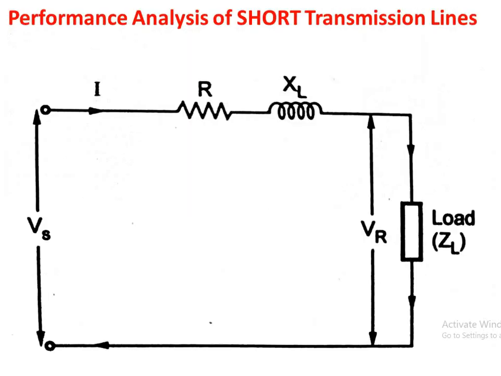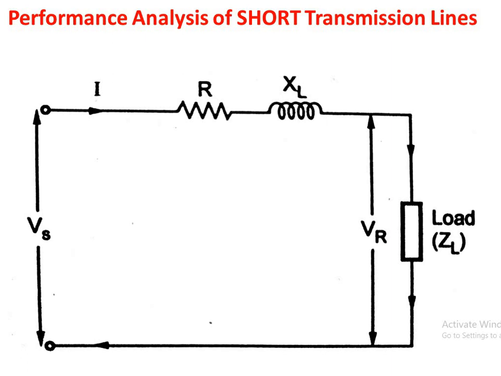Today we will discuss the performance analysis of the short transmission line. Before starting the explanation, look at the circuit diagram once. Here it consists of R and L. L is represented by inductive reactance XL. Impedance we can write as R plus jXL. Capacitance would be R minus jXL. Here we have inductance; capacitance is absent because the length is short, and the load is connected, that is ZL. Voltage across the load is VR, the receiving end voltage.